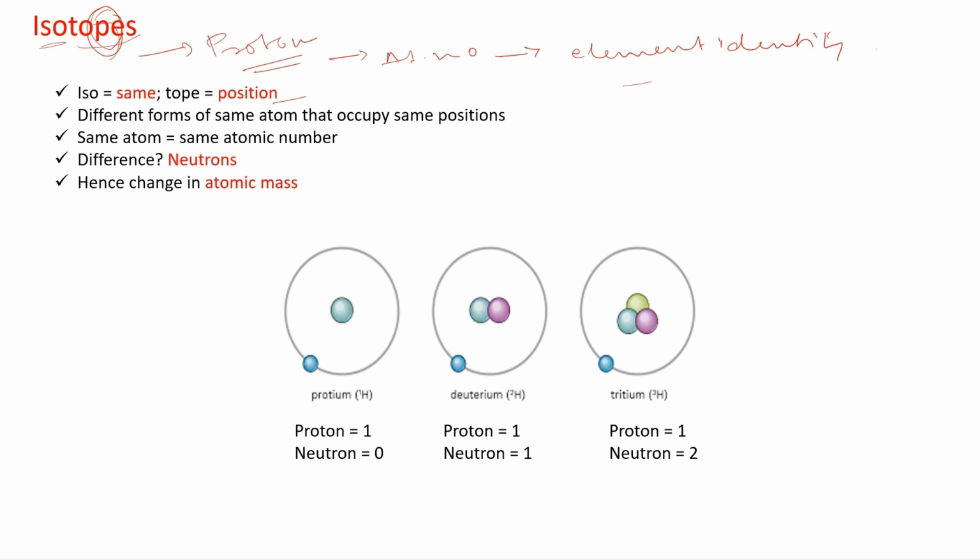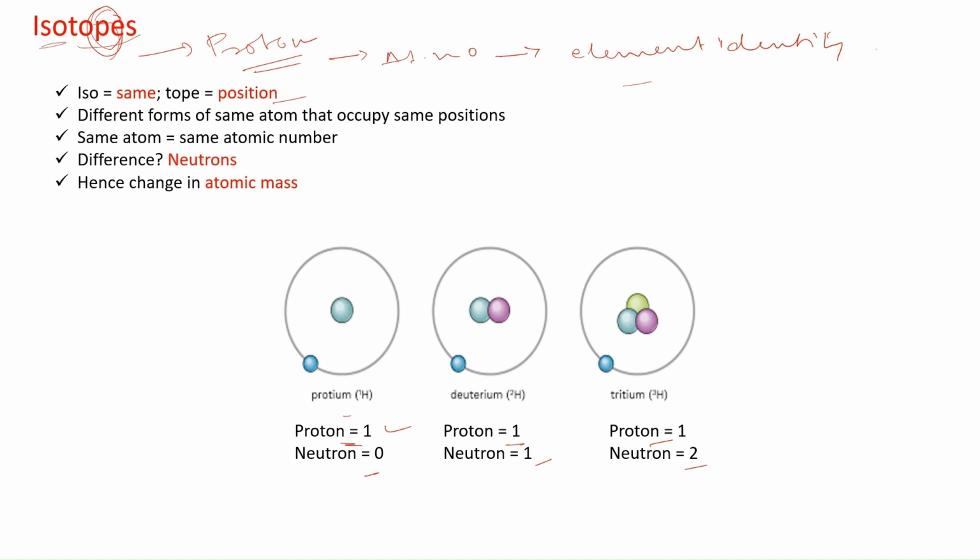Correct? Now this is an example of hydrogen, H1. That means one proton and zero neutrons. So we call it protium. Then if one neutron is present, we call it deuterium. If two neutrons are present, we call it tritium. So all three, H1, H2 and H3, are isotopes. Correct?